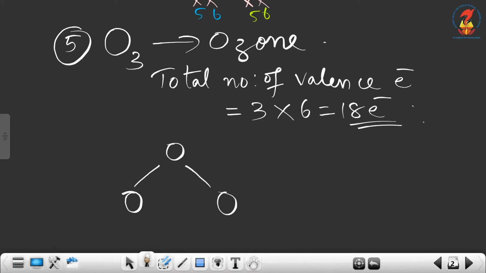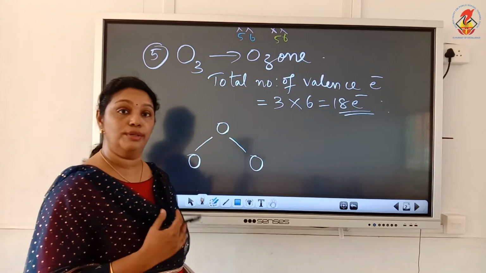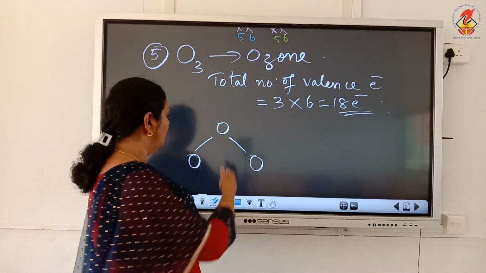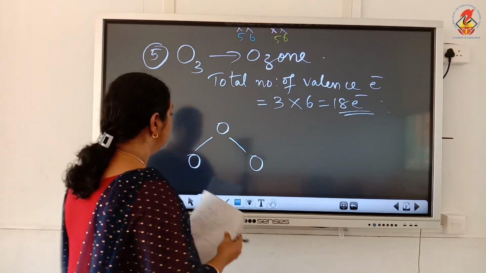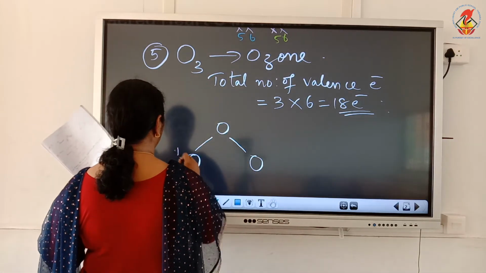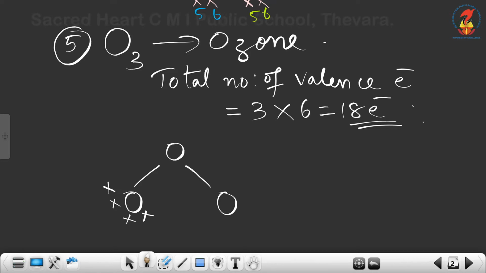So OOO. The skeletal structure you cannot change. You have to draw it as such. The shape of ozone is bent shape. Now OOO. Okay. Now you complete the octet. We have 18 electrons. So complete the octet. 1, 2, 3, 4, 5, 6, 7, 8. Now if you complete around this, 1, 2, 3, 4, 5, 6, 7, 8. Now 8 plus 8, 16. Now 2 more electrons left that we will put on this oxygen.